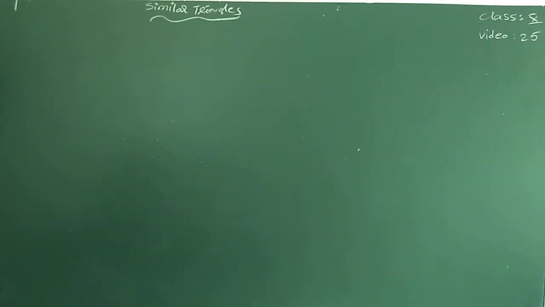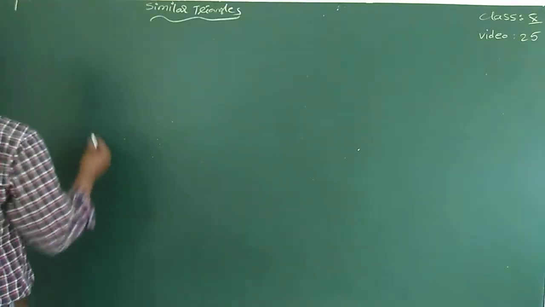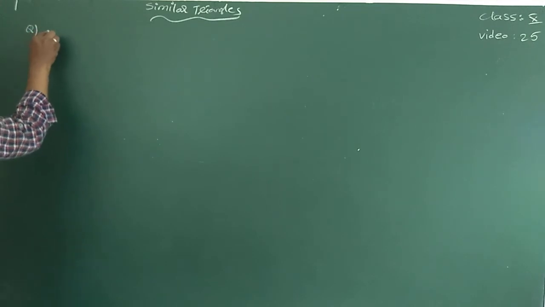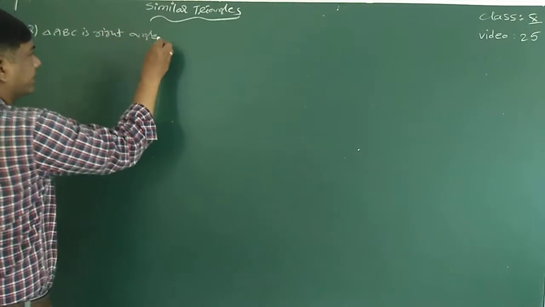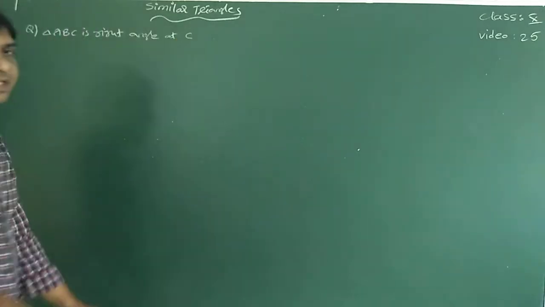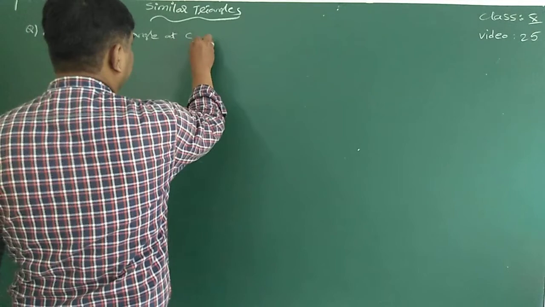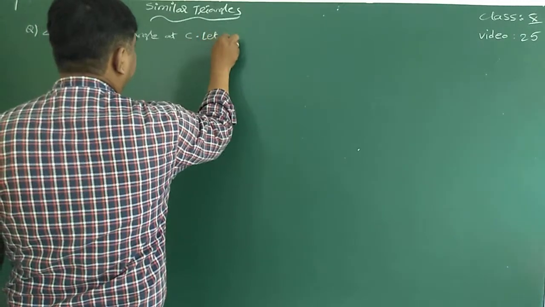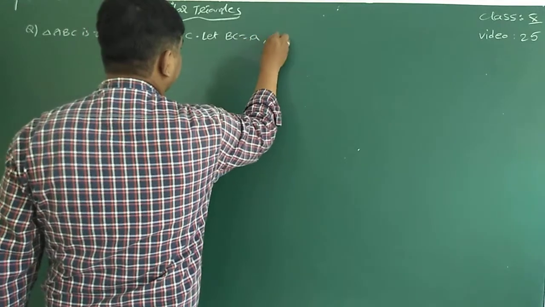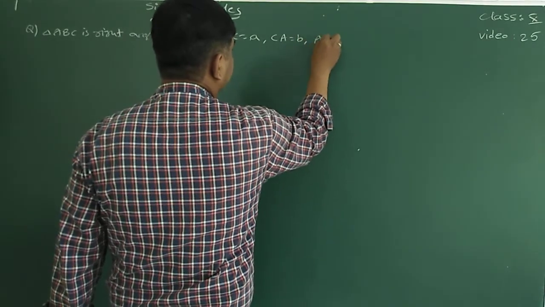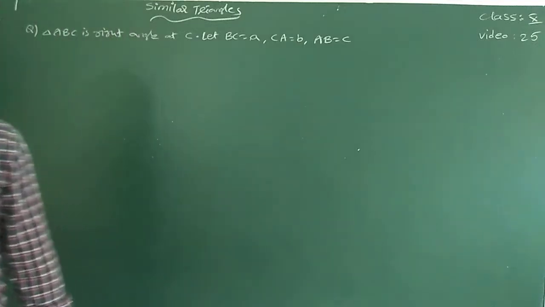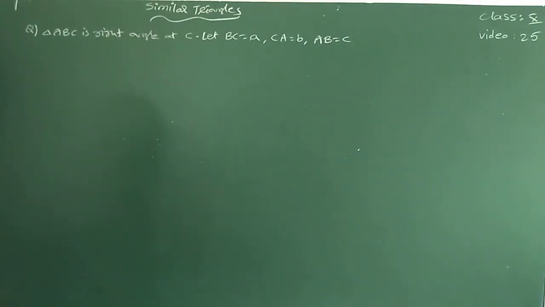Triangle ABC is a right angle triangle, right angled at C. Let BC is equal to a, CA is equal to b, AB is equal to c, small letter c.